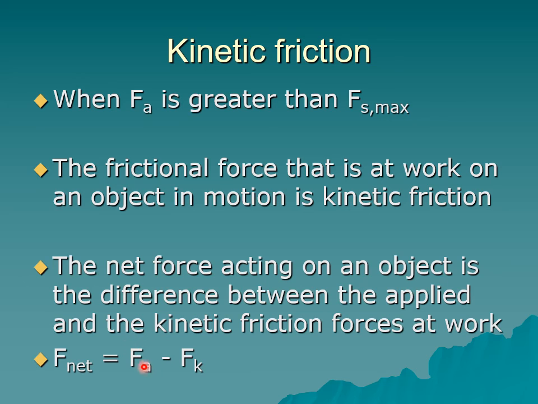And the applied force will always be magnitude-wise greater than the frictional force. Otherwise, the object would not be moving, or, well, actually, friction would not move it backwards. So it would stop it, but it wouldn't move it backwards. So the applied will always be greater, but the difference in the two will give you the net force.